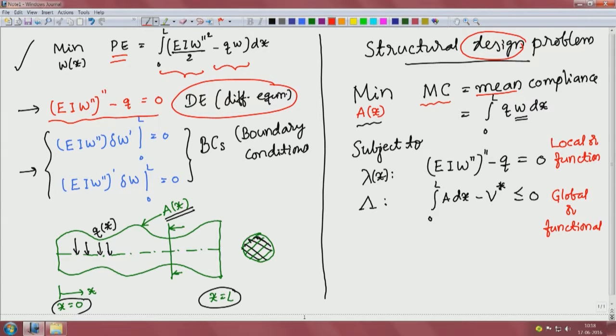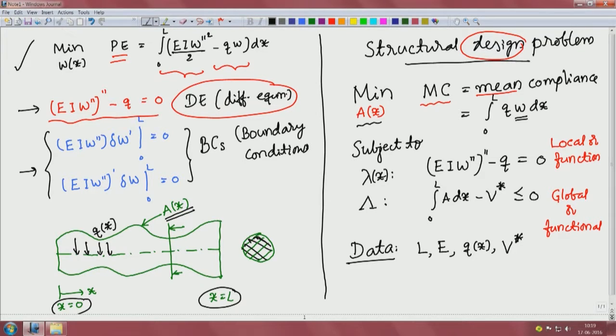But let us understand the problem, that we have a governing equation which is a local or a function type constraint. We have a resource constraint, which is a global or a functional type constraint. Let us also clearly write what is known to us, data. So, first of all, length of the beam is given to us, Young's modulus of the beam is given to us, and the loading Q of x is given to us, and the volume V star is given to us.